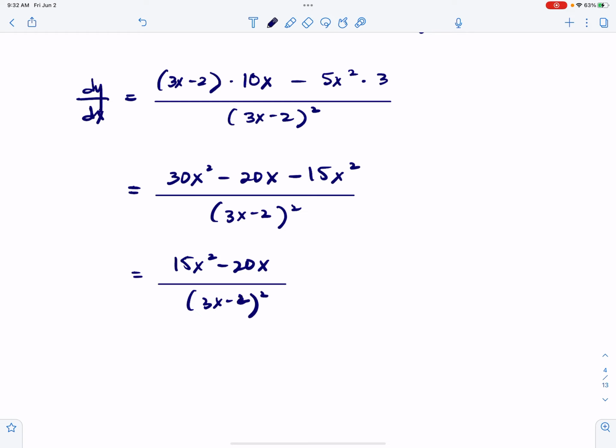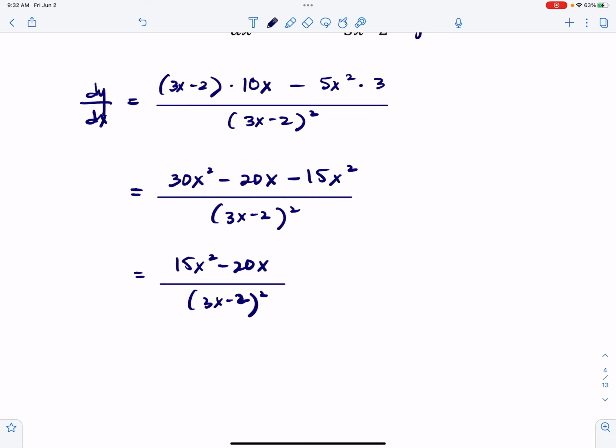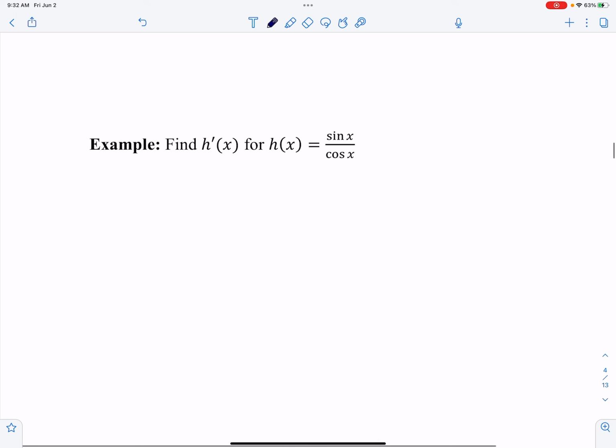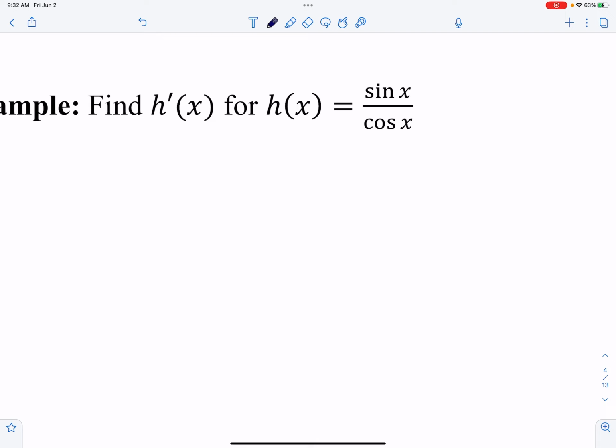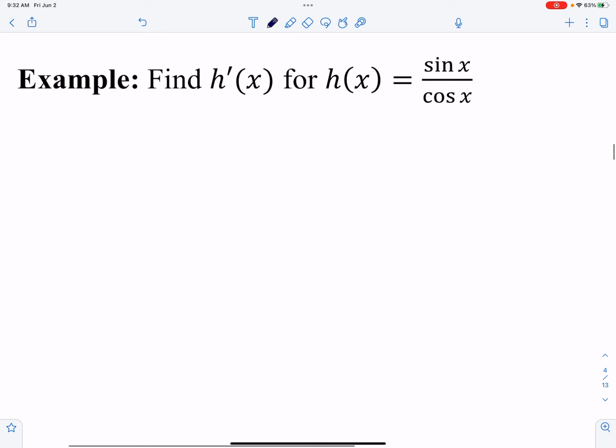That looks a little bit nicer. Okay, and then for h of x, sine over cosine, which you guys know what sine over cosine is, right? It's tangent, and that's one of the rules I told you you just have to have memorized. But this is actually deriving that rule, so if you were to forget it for some reason.